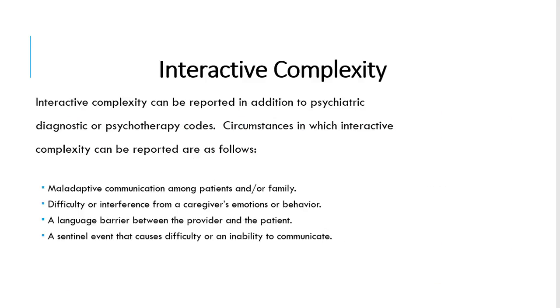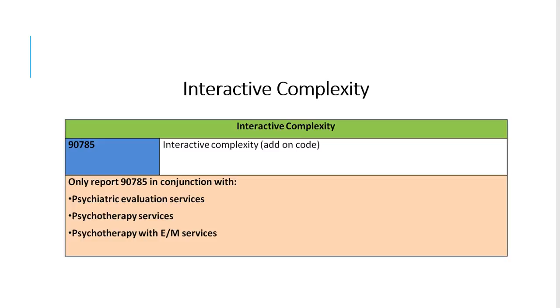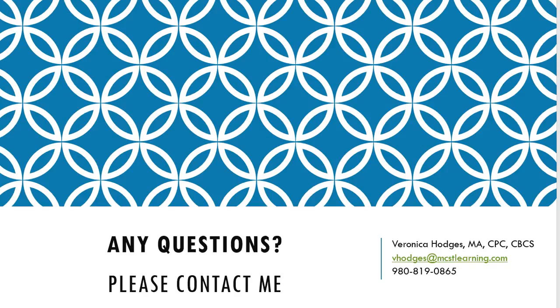Interactive complexity. Interactive complexity can be reported in addition to psychiatric, diagnostic, or psychotherapy codes. Circumstances in which interactive complexity can be reported are as follows: maladaptive communication among patients and/or family, difficulty or interference from a caregiver's emotion or behavior, a language barrier between the provider and the patient, a sentinel event that causes difficulty and an inability to communicate. The CPT code for interactive complexity is 90785.